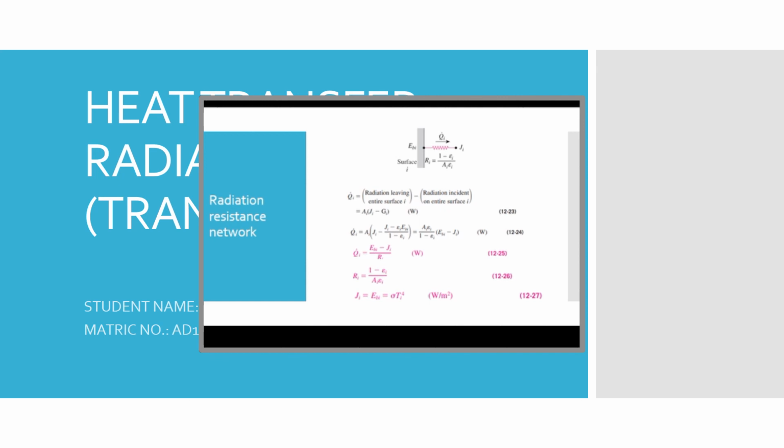The quantity emissive power minus Ji corresponds to a potential difference, and the net rate of radiation heat transfer corresponds to current in the electrical analogy. This can be illustrated as in the figure above.